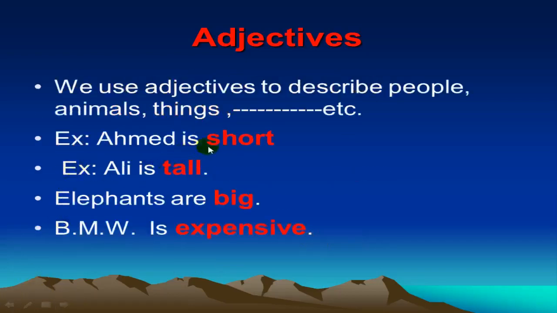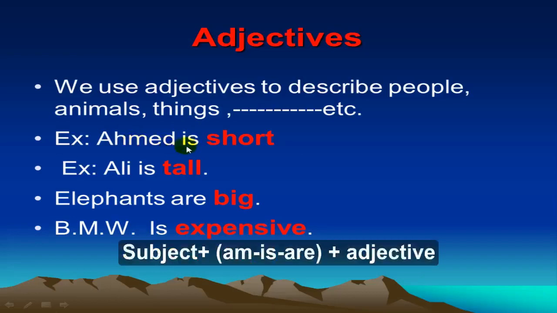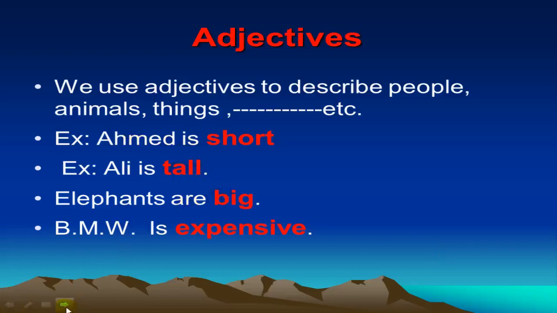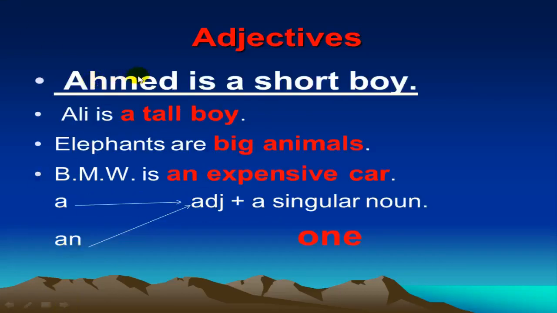So, how can we make a sentence with an adjective? You have here is, are. So you have subject, is or are, plus adjective. Ahmed is a short boy. Ali is a tall boy. Elephants are big animals. BMW is an expensive car.